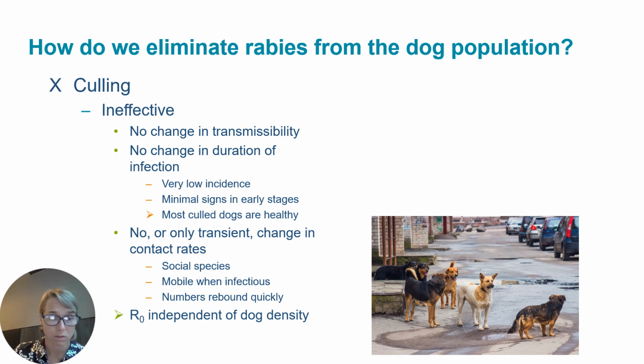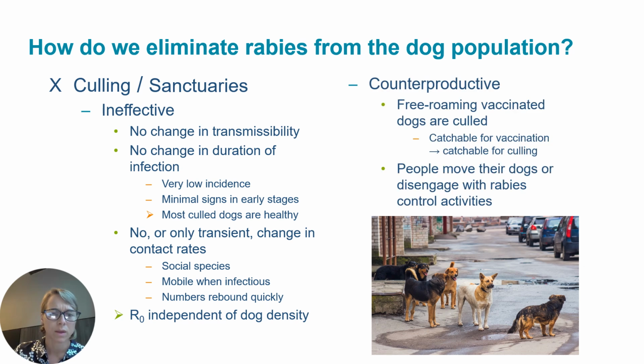If dogs aren't culled, but instead removed to live out their lives in sanctuaries, we have the same ineffectiveness. Now, there is an important ethical difference in these 2 approaches, but in terms of disease transmission for the remaining free-roaming dogs, they're actually the same. We also see that culling is counterproductive.